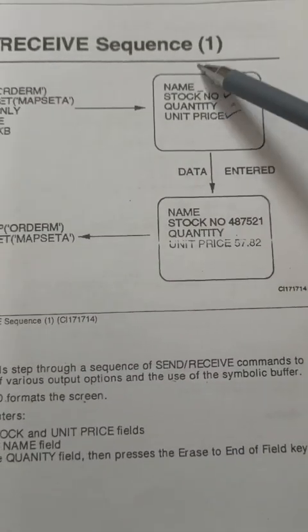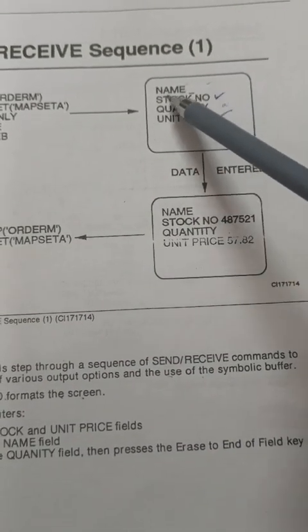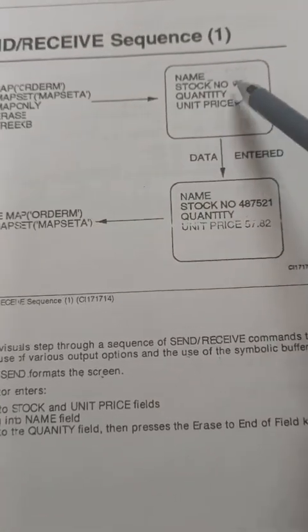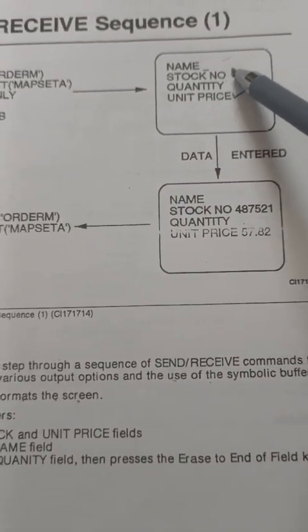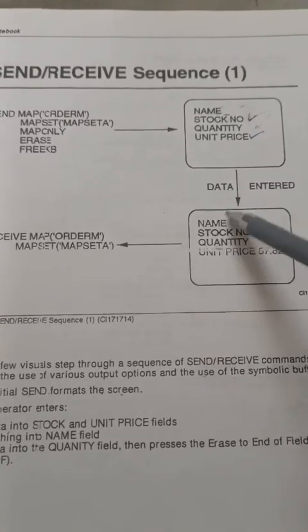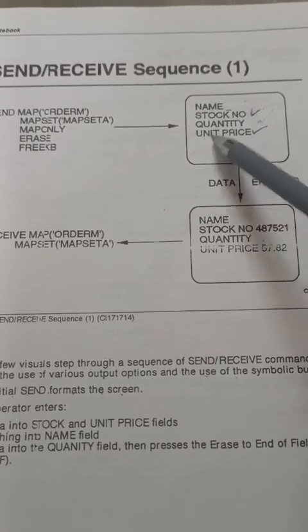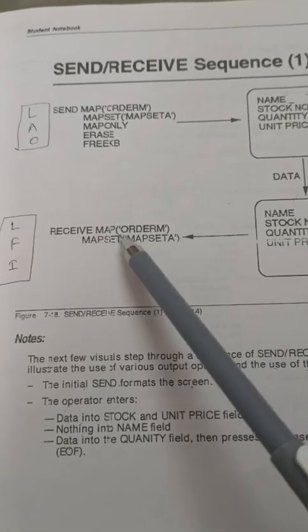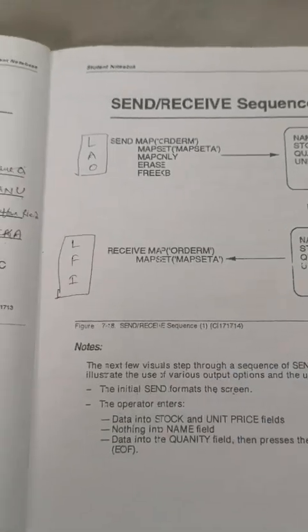See, map only means at the time I am sending only the fields here. What is that? Name, stock number, these fields. Here you can see there is no data. After this screen has been displayed, you are going to enter the data. But to receive the data, we have to use a receive map.